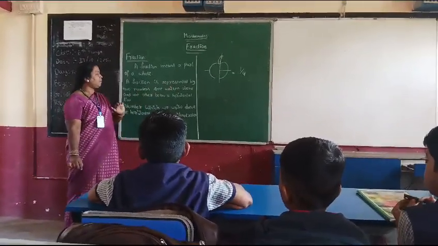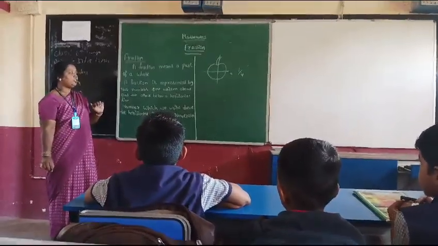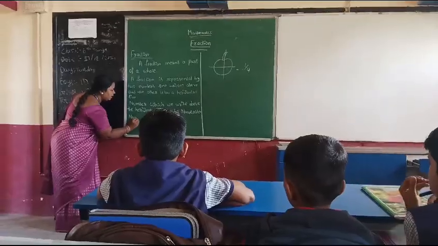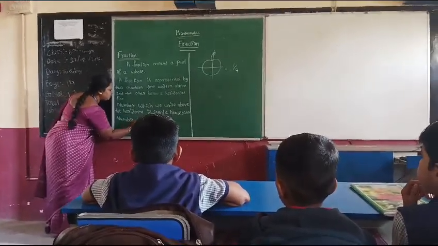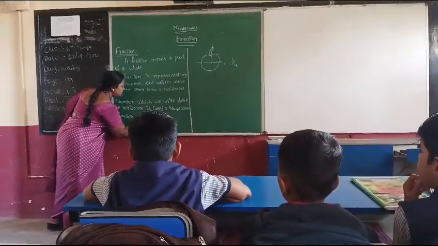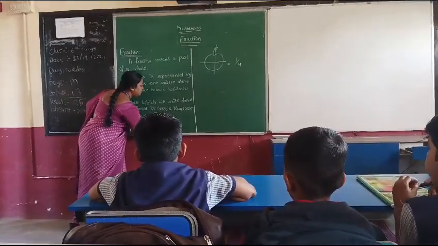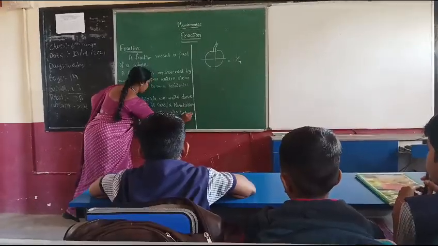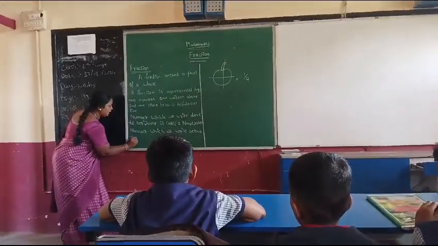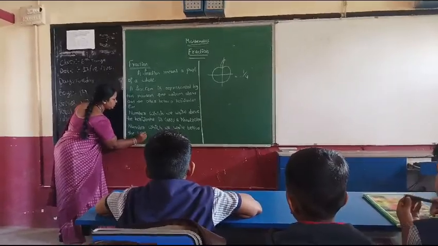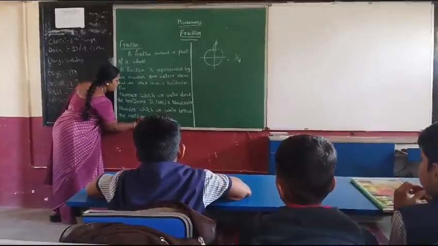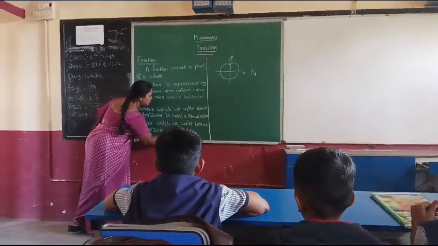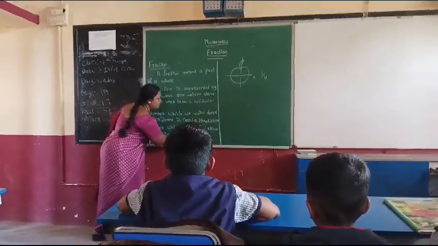Then what about the number which we have written below the horizontal line? A number which we write below the horizontal line is called a denominator.